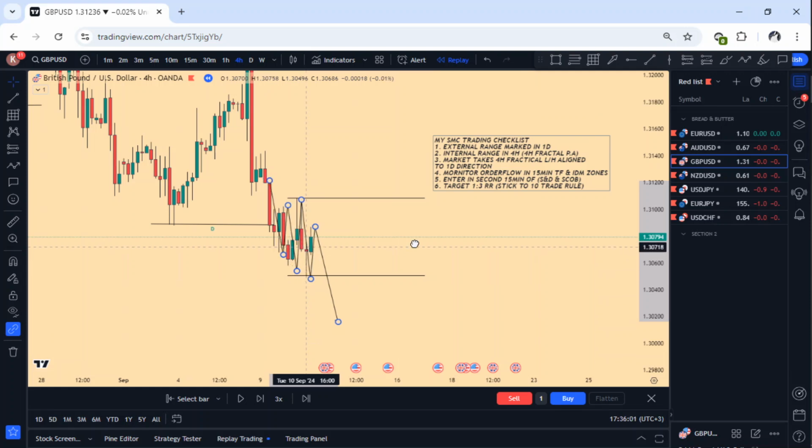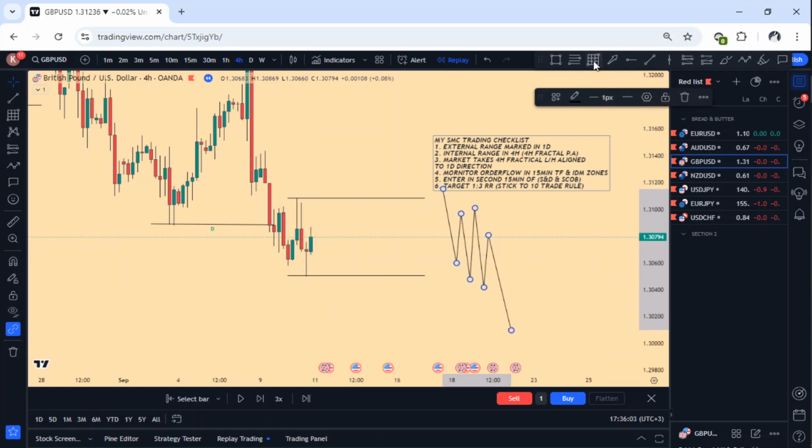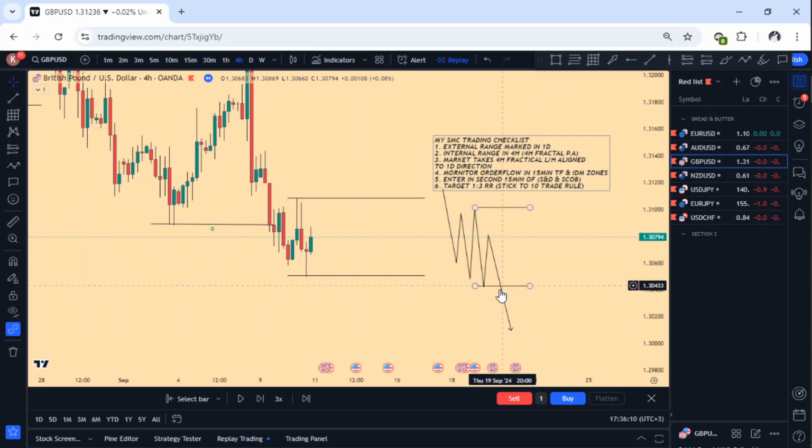So if we check this, ideally, what is our fractal high? This is our fractal high, and this is our fractal high in 4 hours. So we are trading with this small range. We know that we are expecting the prices to come and take this low. Simple.